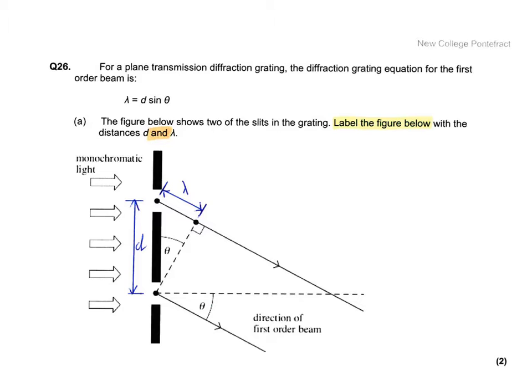Really important that you read everything, because otherwise people will end up not actually doing this, and I also had a number of people that labelled d but not lambda. So d is defined as the distance between the centres of two adjacent slits, so it can be marked on very straightforwardly there. And then, remembering from the derivation, lambda is the extra distance that one path coming from the grating has travelled compared to the other. So that's giving me a path difference of lambda. That means the two waves will be in phase, and therefore we will get a first order maximum in that direction. So that distance there is lambda.